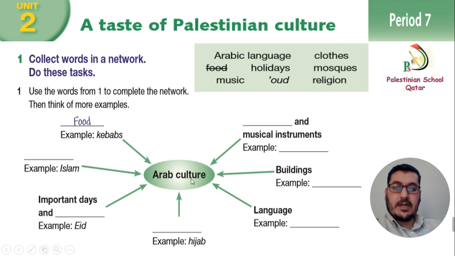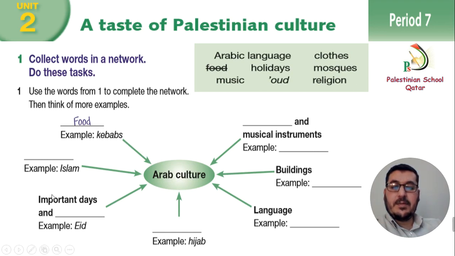When we talk about Arab culture, we talk about many things. Use the words from 1 to complete the network, then think of more examples. Now, Arab culture covers many things. The first one is food, and for example, we talk about kebabs.